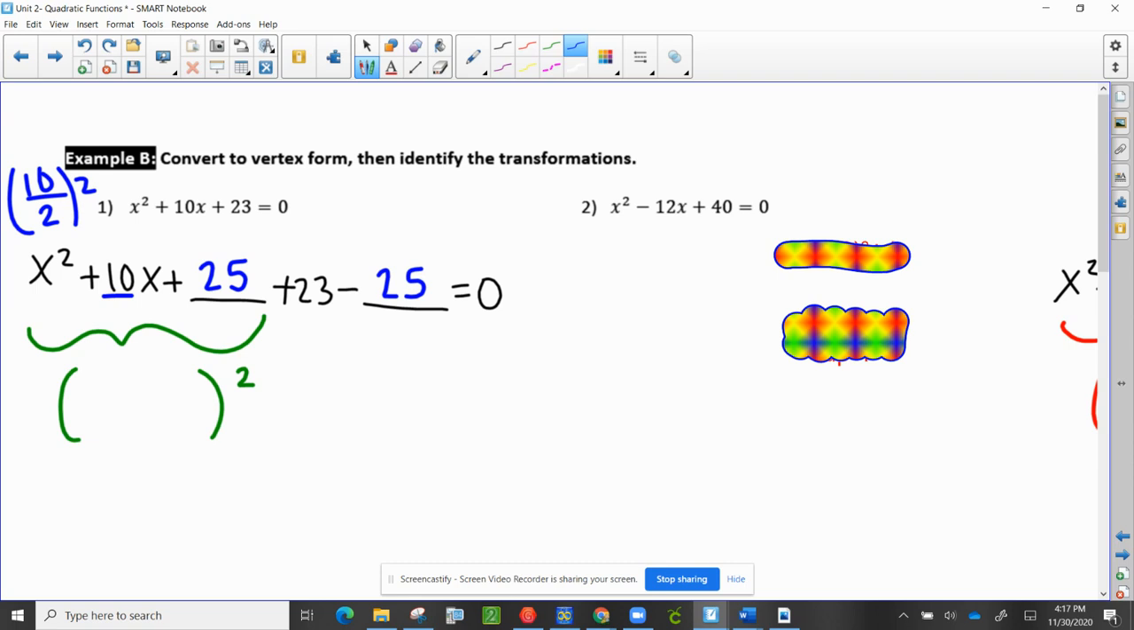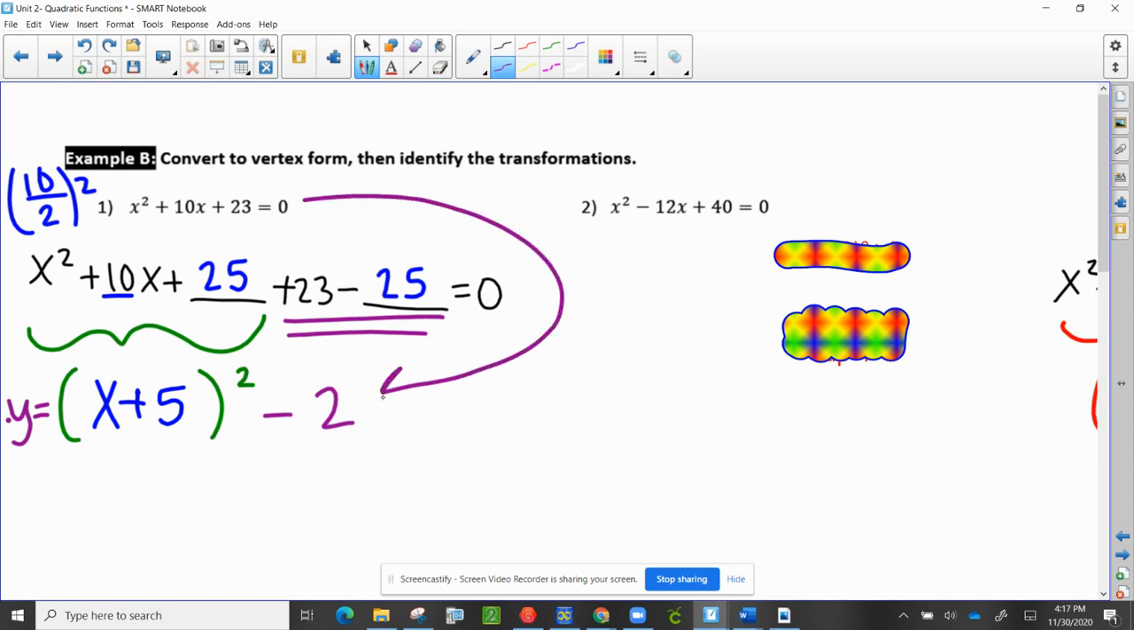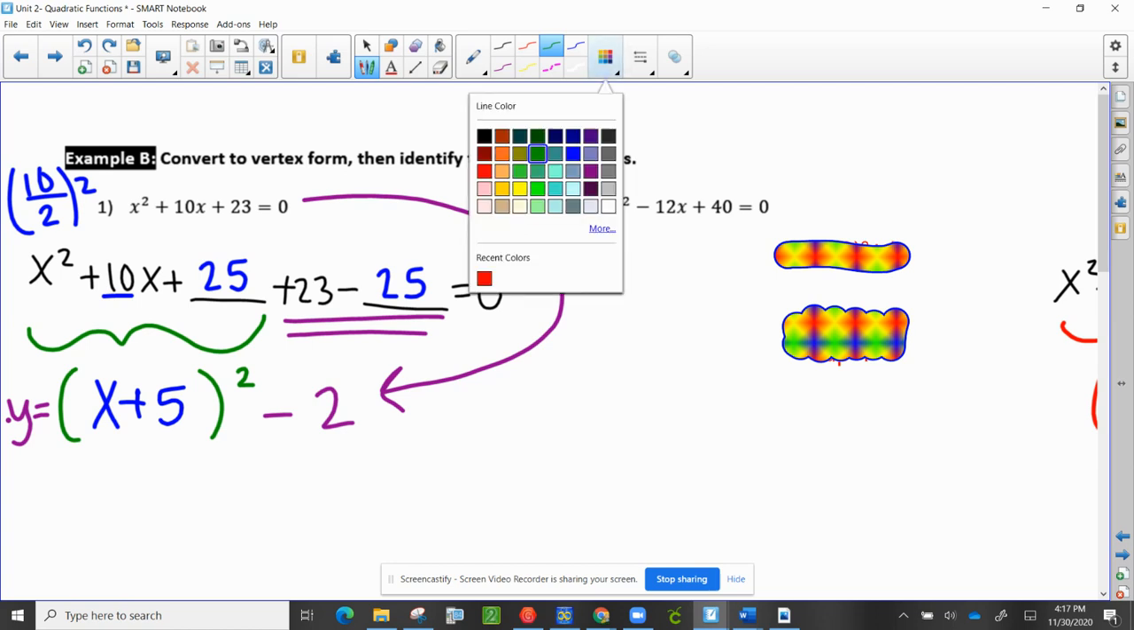So that's going to give me in my parentheses x plus, so it's the same sign. And remember, it's always half the middle term. So x plus 5 here. And then we just finish this up by combining these like terms at the end. 23 minus 25 is a negative 2. Just throw a y equals in front of that, and now we have an equation that we turned from standard form into vertex form. So now, quickly, I can just get those transformations.